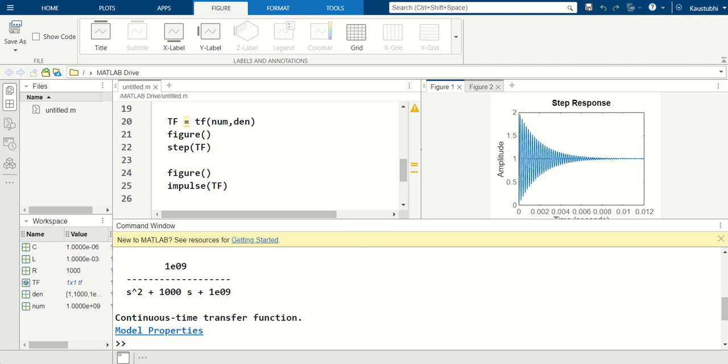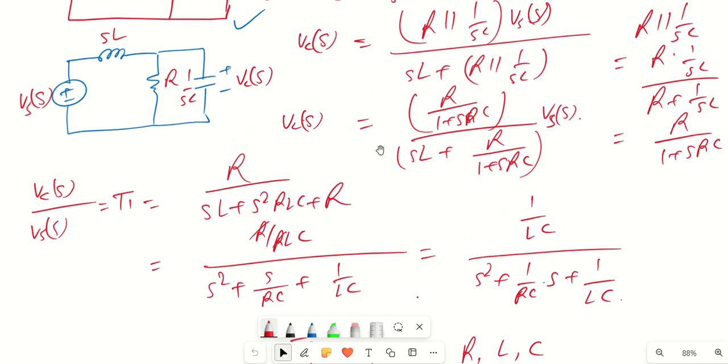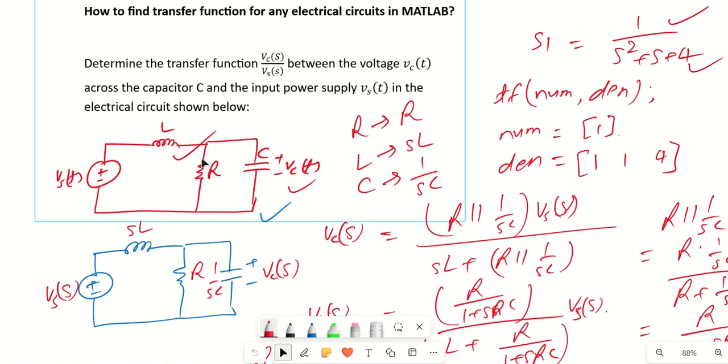So I hope you have a good understanding now about how to find the transfer function for any circuit that you want. You can find the voltage across that particular requirement and divide it by the source voltage, or wherever the transfer function is required, you can do that and find out the transfer function in MATLAB.